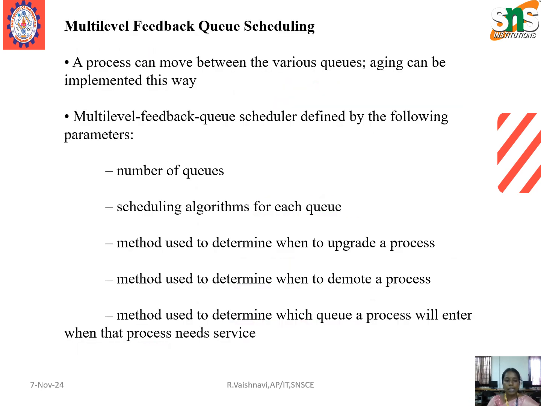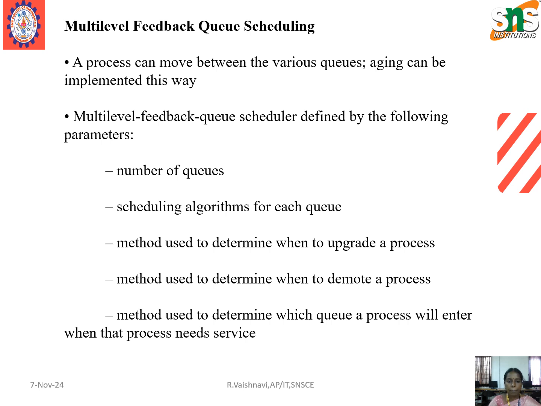Next one, multi-level feedback queue scheduling. That is, the process can move between the various queues. That is, aging can be implemented this way. A multi-level feedback queue scheduler is defined by the following parameters. Here we define 5 parameters.